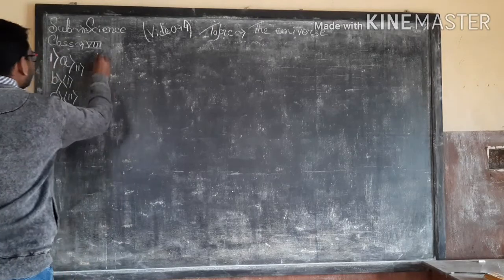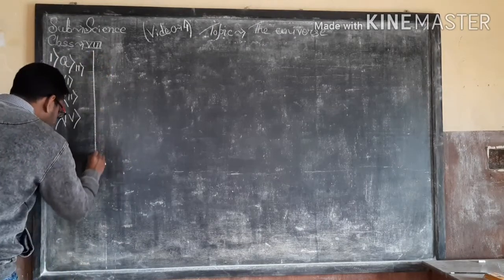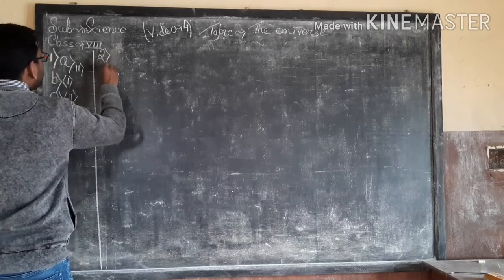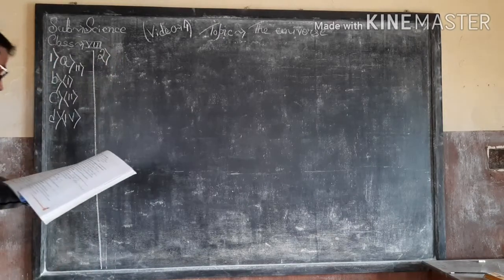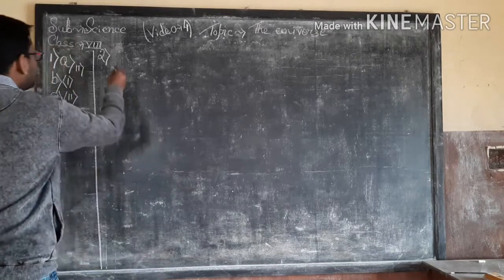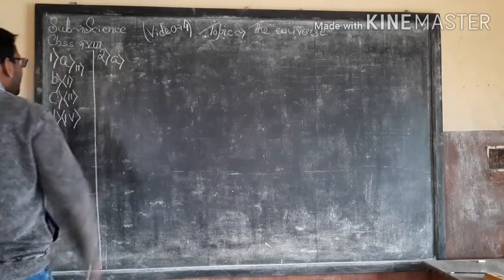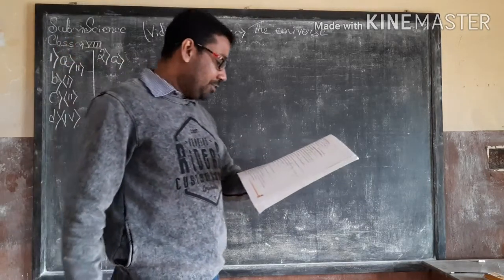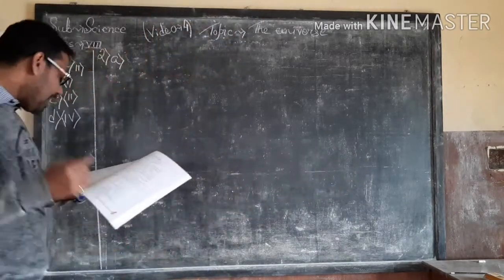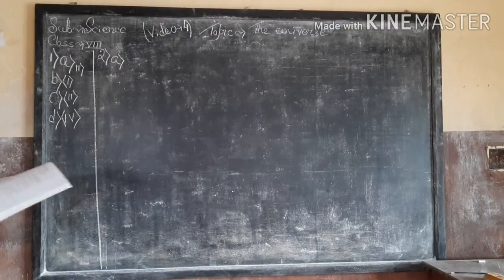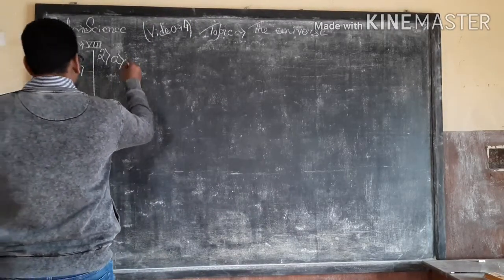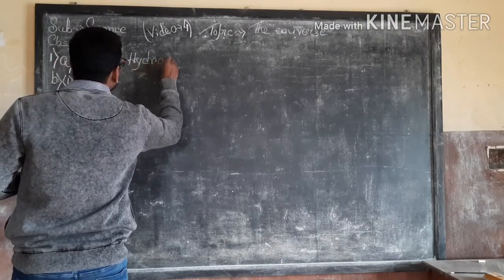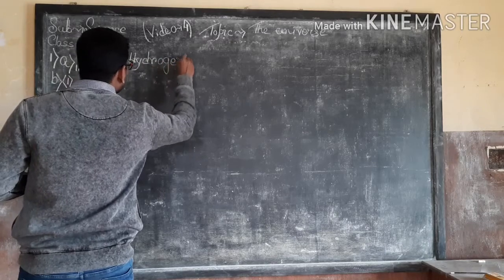Next, fill in the blanks. The first fill in the blanks, 2A: stars are made mainly of dash. The stars are made mainly of hydrogen. Hydrogen.